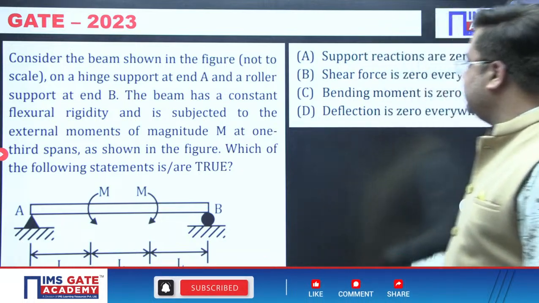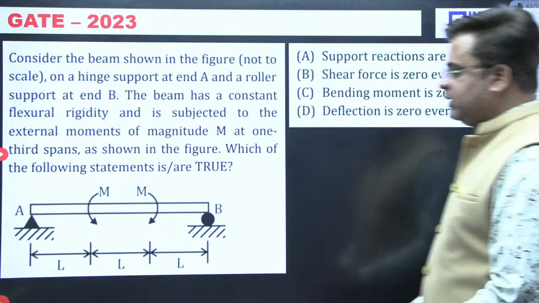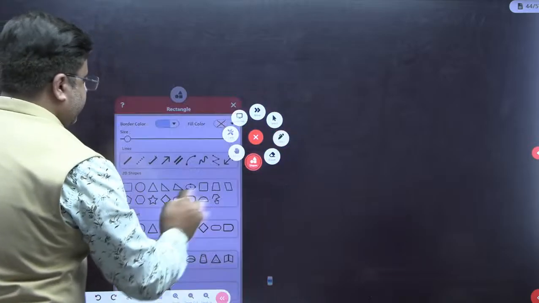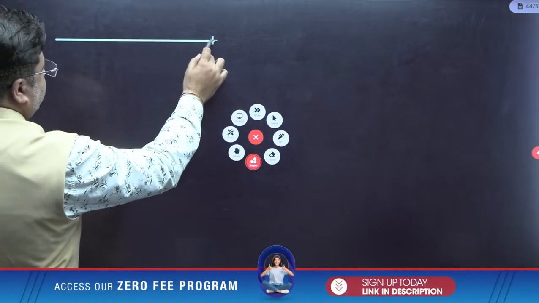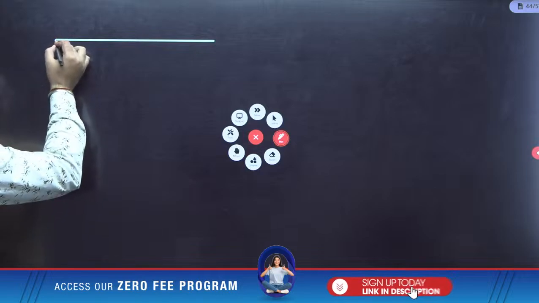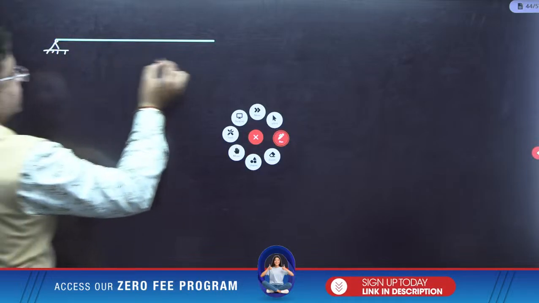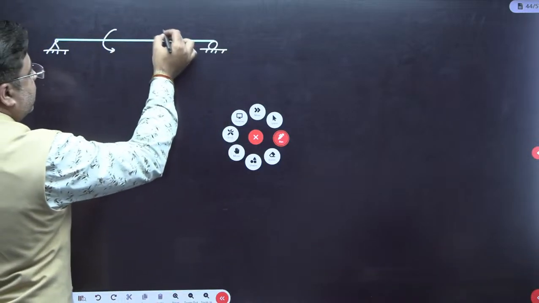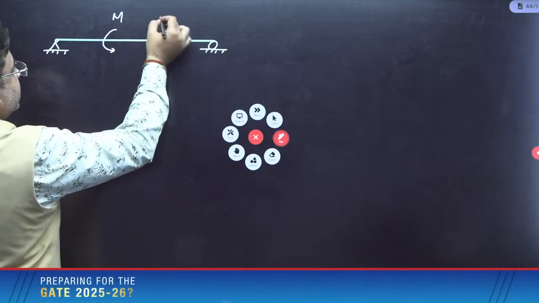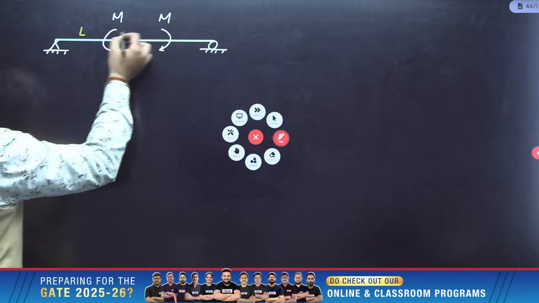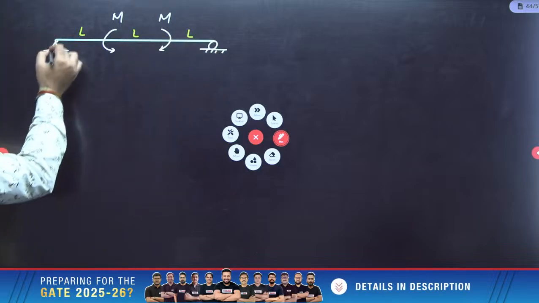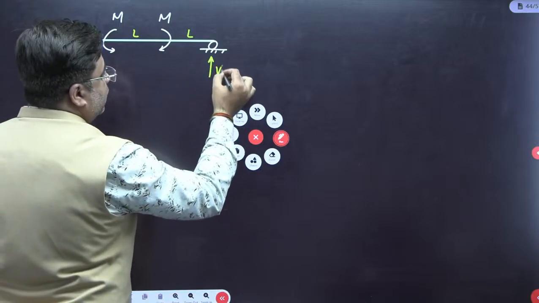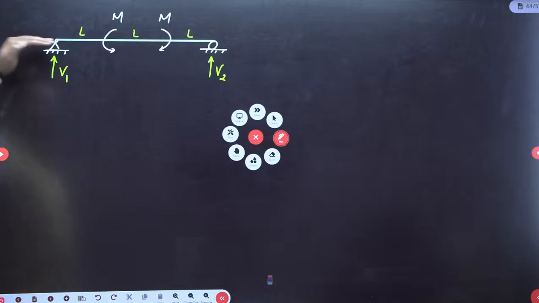So the first statement says that the support reactions are 0. So let's calculate the support reactions for this beam. This is a simply supported beam which is subjected to concentrated moments like this. So moment M is acting here and moment M is also acting here. This length is L here and L here. So this vertical reaction here is V1, this vertical reaction here is V2. We know that there are no horizontal forces acting, so the horizontal reaction will be 0.